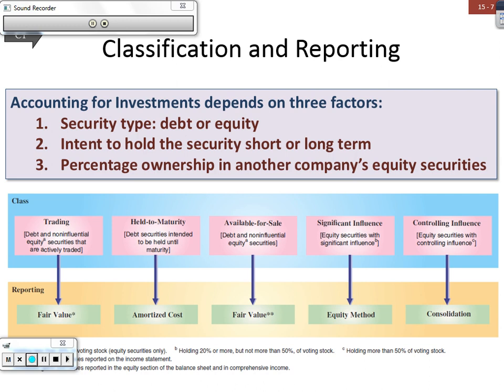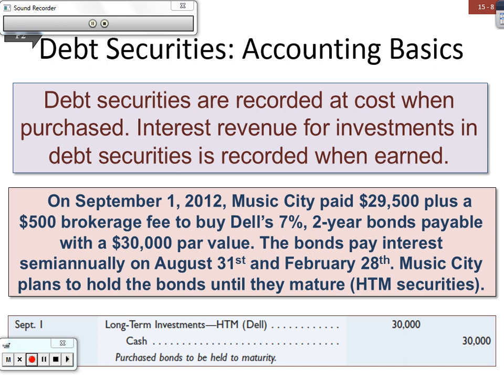So let's first talk about debt securities. We're talking about things like loans and bonds and CDs and things of that nature, right? Debt securities are recorded at cost when purchased. So down here in this journal entry, remember the three things I told you to look at: whether it was a debt security or equity security, whether it was long-term or short-term. And what was the third one? How many shares of the company? Equity, the ownership of equity in another company.